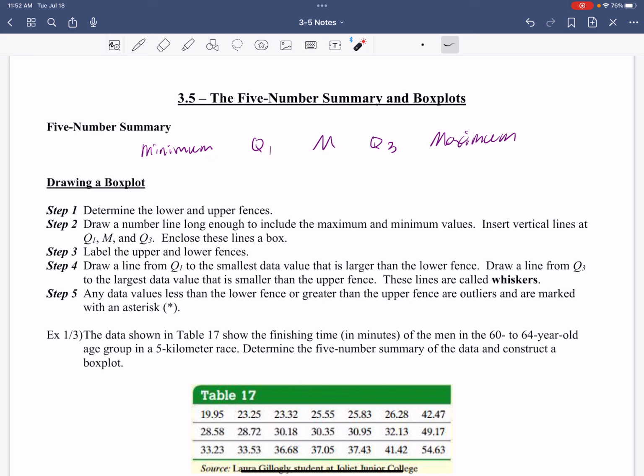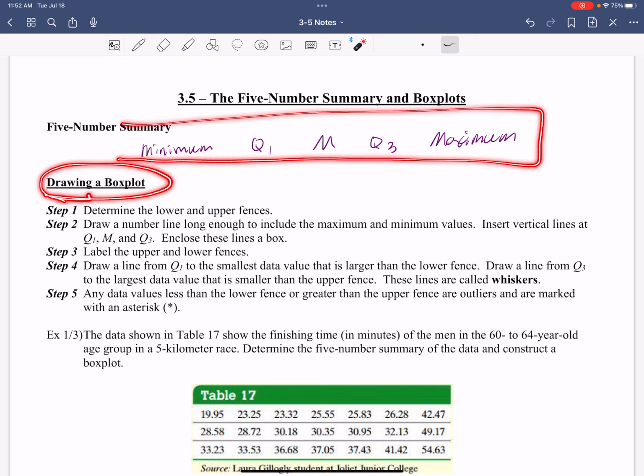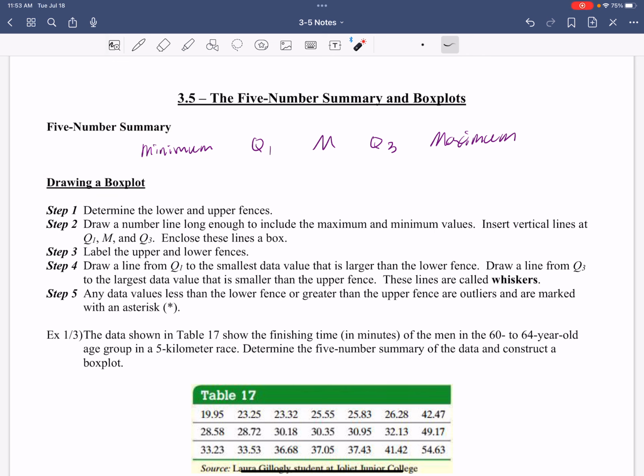All right. Now, here's the deal. In drawing a box plot, it's understood that you take care of these 5 first. Then these are the steps that go after that. Once we get our 5-number summary, then we do these steps. Determine the fences. That's language we just learned. Then draw a line long enough to include the maximum and minimum values. Insert vertical lines at the quartiles and enclose those in a box.